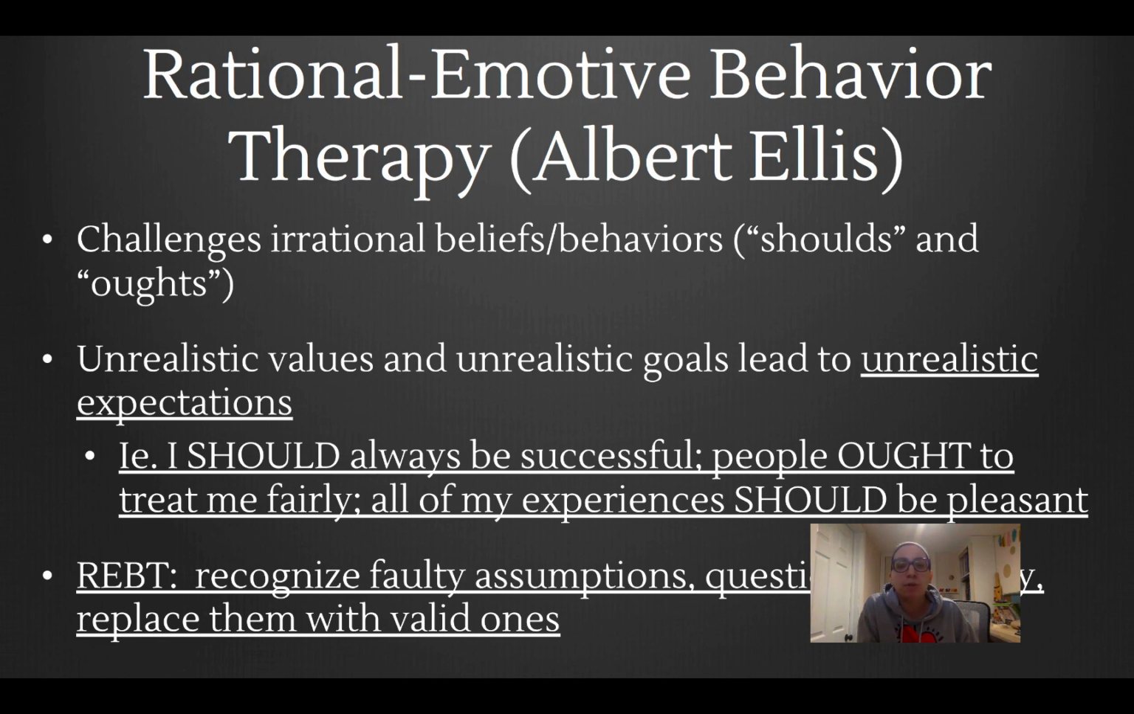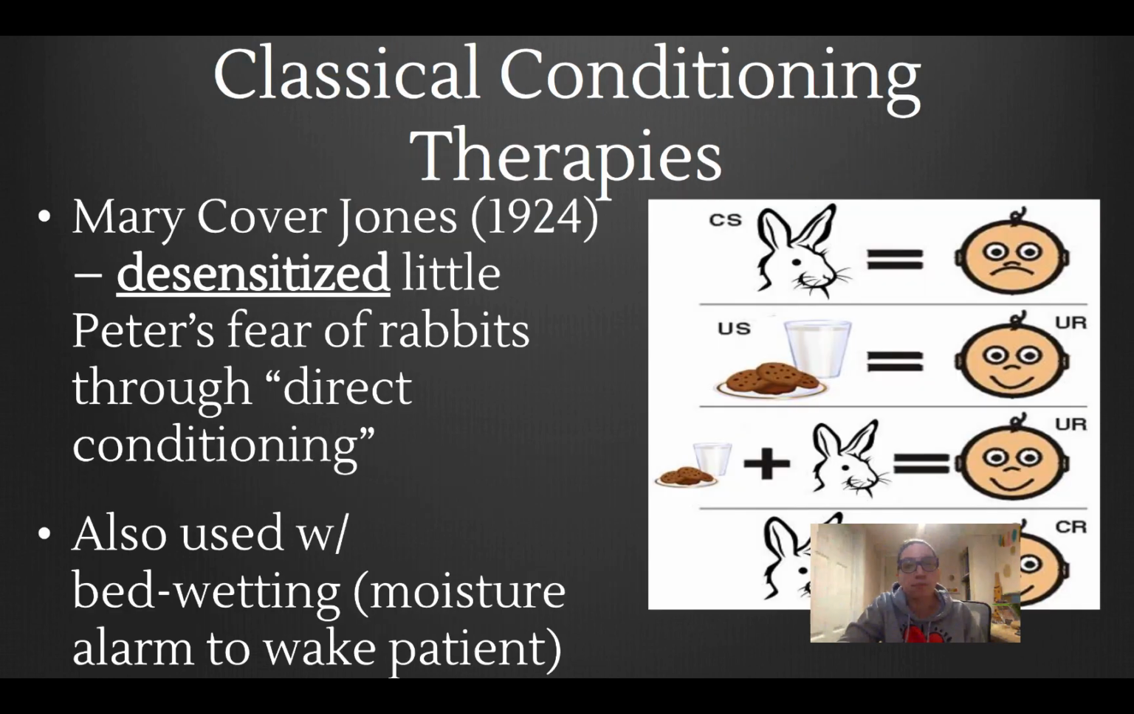The goal of rational emotive behavioral therapy is to recognize our faulty beliefs, our unrealistic beliefs, and our unrealistic goals for ourselves, to really question the rationality of these beliefs and these goals, and then help us replace them with more valid ones. So an example being, somebody who says, I should be successful, I should always have an A, people ought to treat me fairly. REBT really challenges people to look at the rationality of those kinds of thoughts and to try to come up with more realistic expectations for themselves.